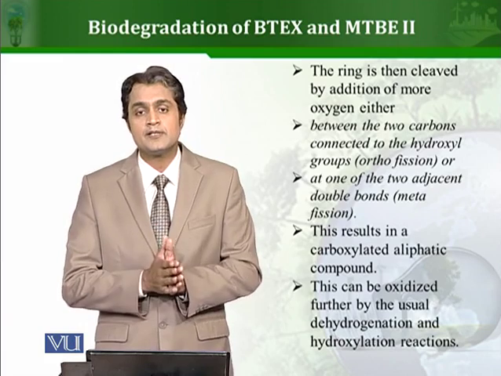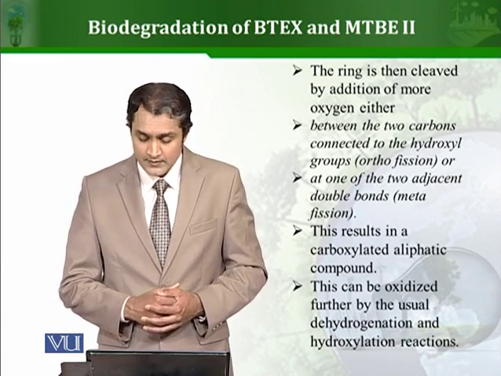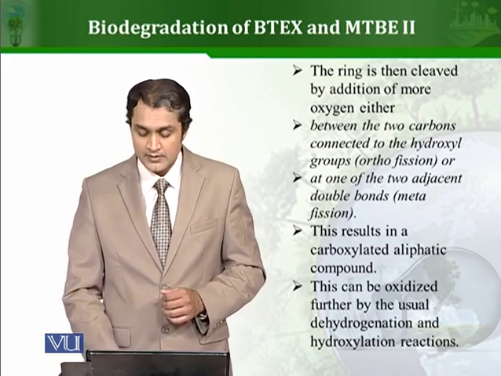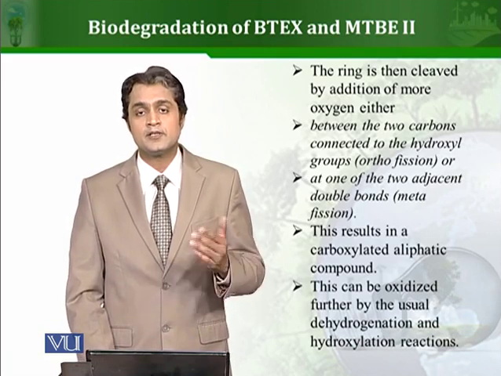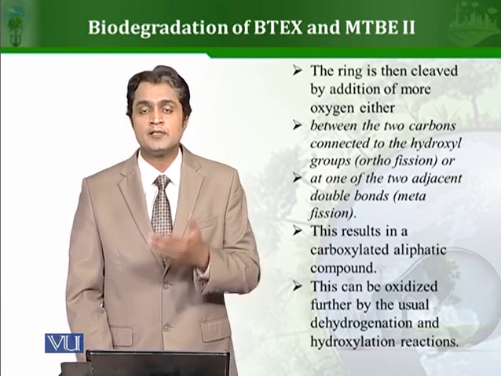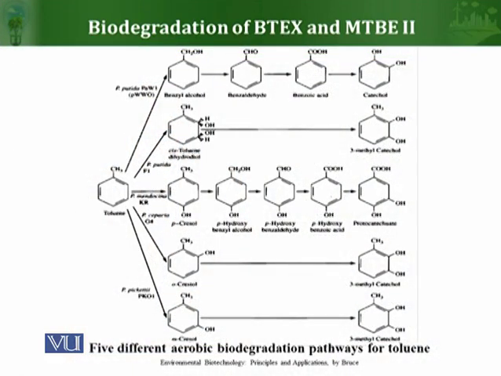Depending on how the initial process takes place, the subsequent processes will follow. This results in carboxylated aliphatic compound, and this is further oxidized by usual dehydrogenation or hydroxylation reactions. So you can see here, first the compound is initially reacted upon and is converted to some other intermediates which are then easily acted upon by some other enzymes. If you talk about the degradation of toluene, there are certain steps that can happen. For example, toluene can be degraded by any of these 5 pathways, and depending on the pathway that it takes, the end products will be different.